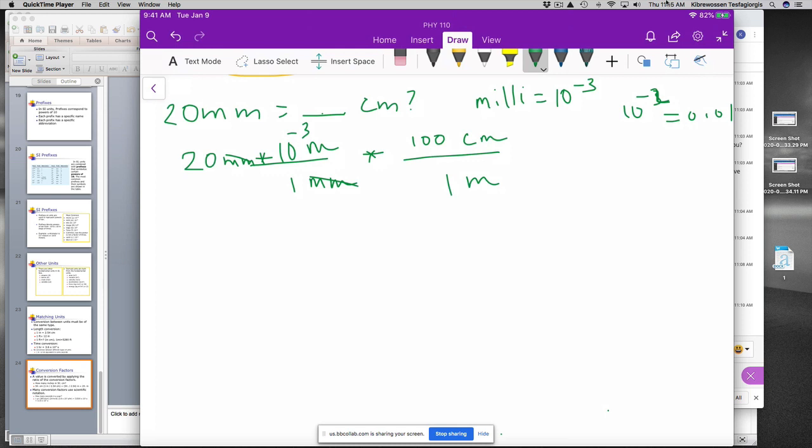So now the meter can be eliminated by the meter, and then if you multiply all those numbers, plugging them in your calculator, what you're going to get is centimeter. Because you already converted the millimeter and erased it, you have the meter, and then the meter is eliminated, and finally you have that centimeter.